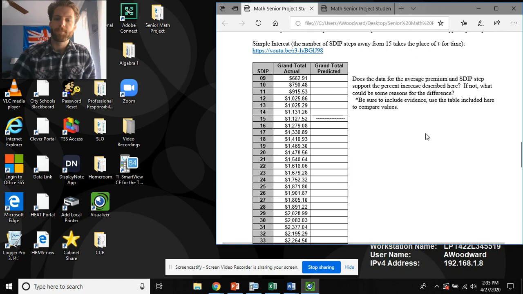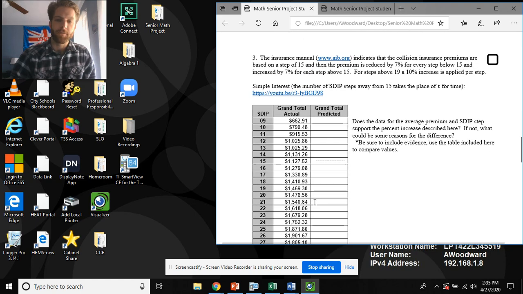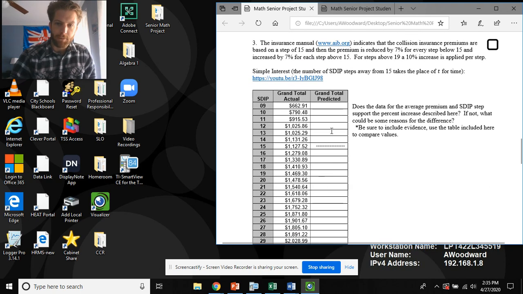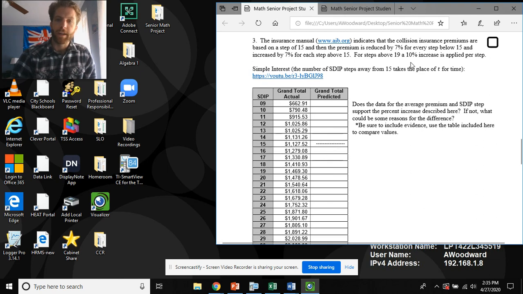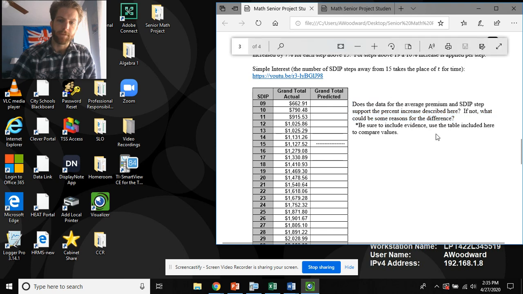So you're going to fill in the rest of this table for the grand total predicted, and then answer, does the data for the average premium and SDIP support the percent increase described here? If not, what could be some reasons for the difference?